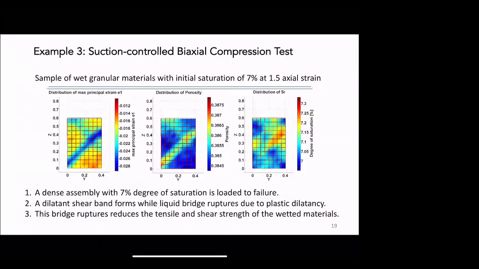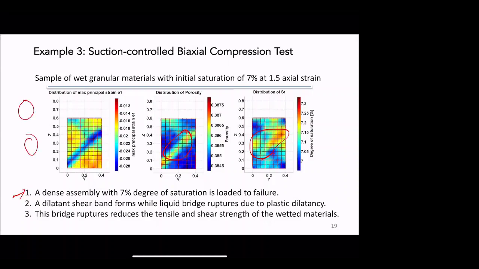Okay, so in that simulation, when we form the shear band, we see the principal strain in the compaction. And we also see the porosity change, which means that inside the void space, the voids start to get larger, and we can see the degree of saturation evolve as the liquid bridge ruptures. So what happened is that we have a dense assembly initially with 7% degree of saturation, so they're roughly at the pendular regime, and as the dilation shear band is formed, the void space opens up.